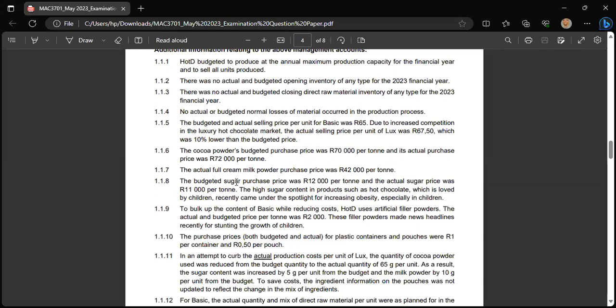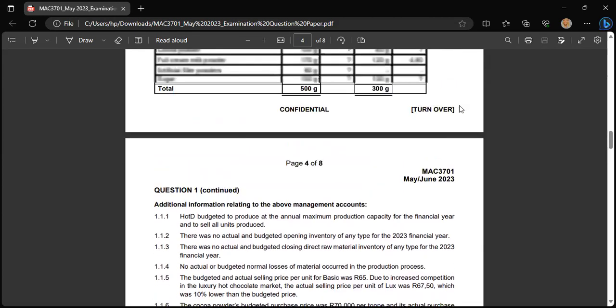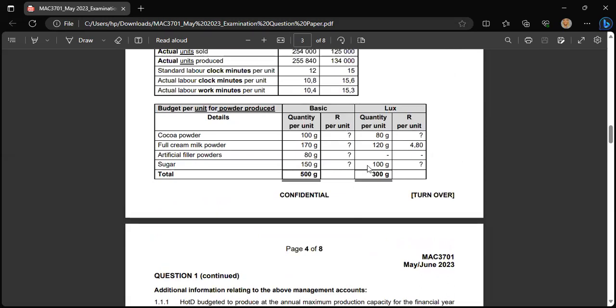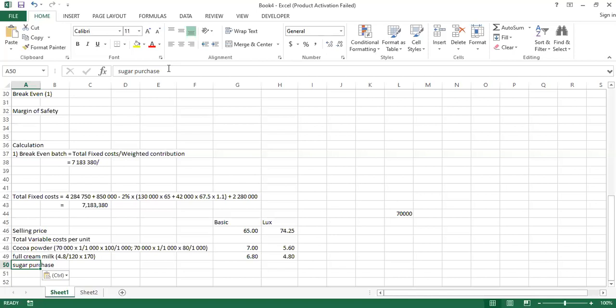Sugar price. The budgeted sugar price was 12,000 per ton. So we are still doing that per ton issue again. Let's put that as sugar purchase. So it is 12,000, and then we're going to check how much sugar is needed. So it's 150 and 100 there. We are pretty much repeating the same calculation as we did on top. So we said it's 12,000, and we are dividing that 12,000.